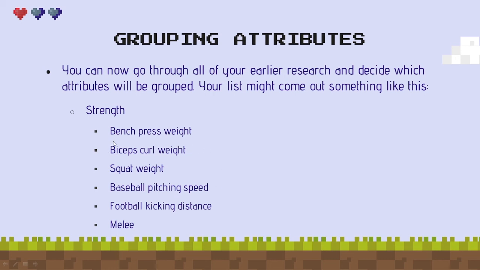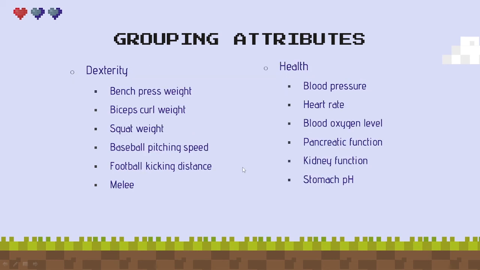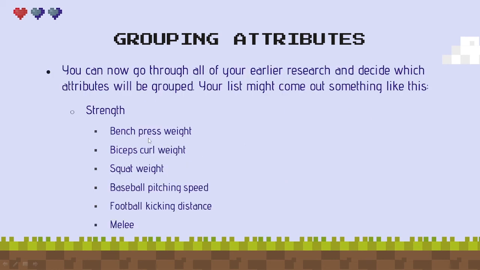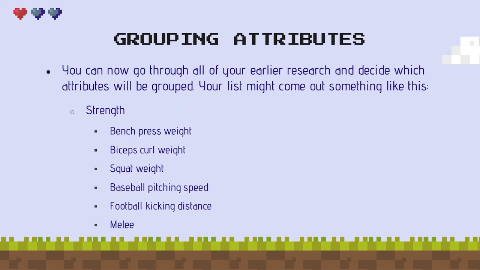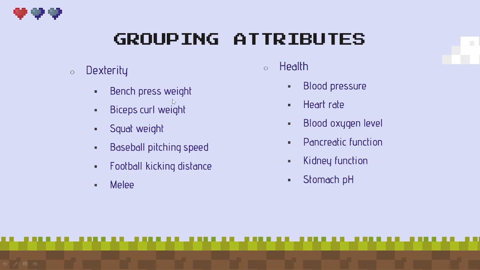Okay? Halimbawa, for strength, you have bench press weight, bicep curl weight, squat weight, baseball pitching speed, football kicking distance, melee. So, halimbawa, for dexterity naman, bench press, weight, bicep curl, weight. Ayan. Kung mapapansin nyo, meron dito mga paulit-ulit. It's up to you kung gusto nyo silang ilagay dito sa strength or gusto nyo siyang ilagay dito sa dexterity. And possible din na both pareho silang meron.